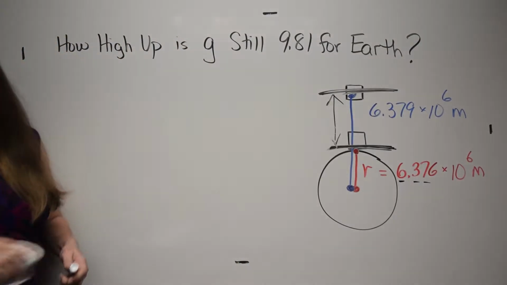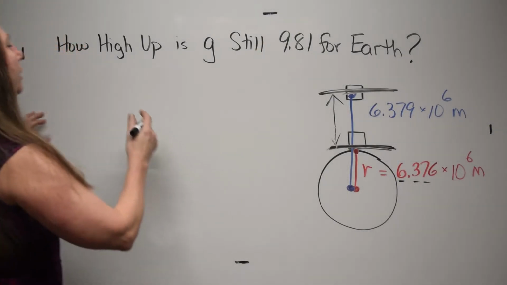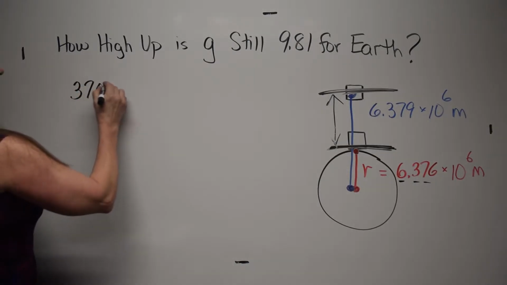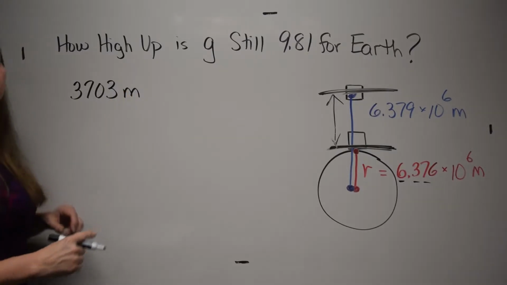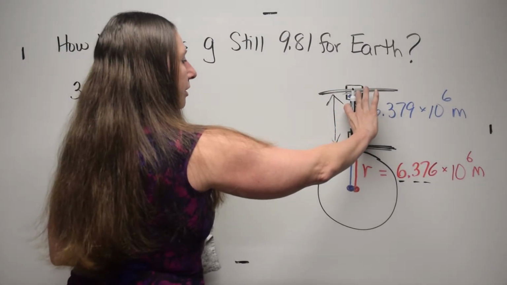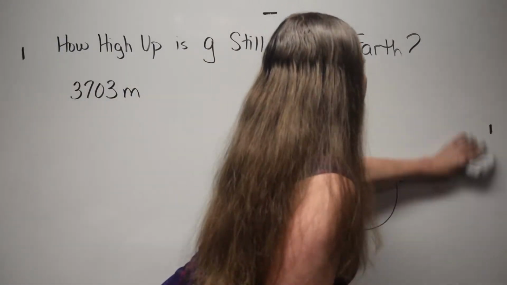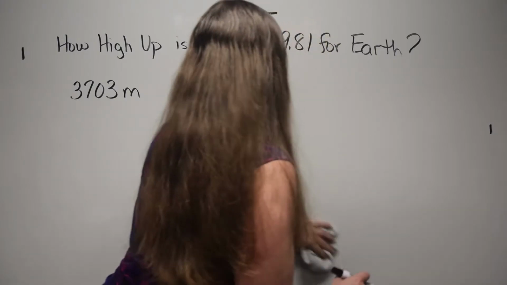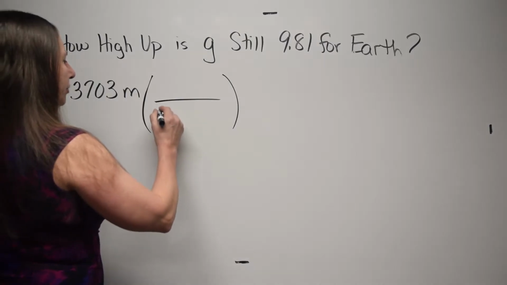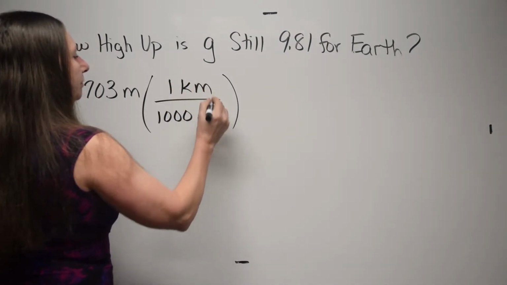All right, so how high up before it changes to 9.80? 3,703 meters up. All right, 3,703 meters right there. Okay, now let's put that into perspective. I'm going to change it to kilometers. 1,000 meters is 1 kilometer.